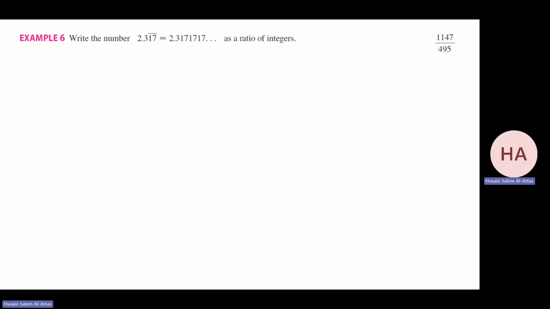Now write the number as a ratio of integers. What is this number? If you notice, it is 2.3 plus 0.017 plus 0.00017 plus 0.0000017 and so on.